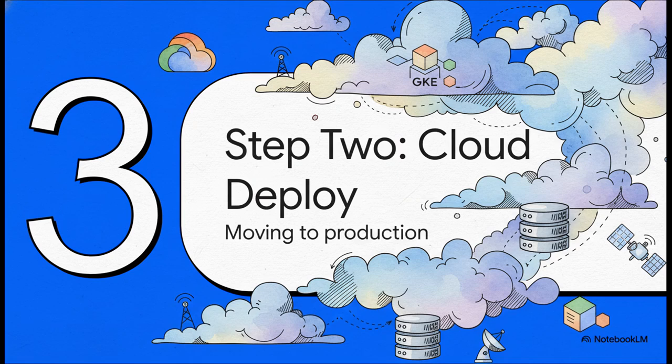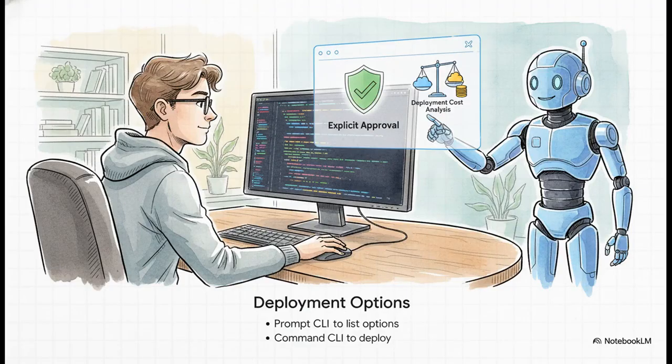Okay, moving right along to step 2, cloud deployment. Let's get this thing into production. Now, a local test is great for development, but as any seasoned engineer will tell you, a project isn't real until it's actually surviving out in the wild in a production environment. So let's talk Google Cloud.